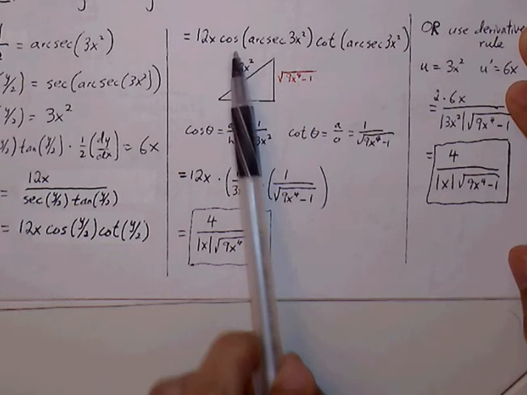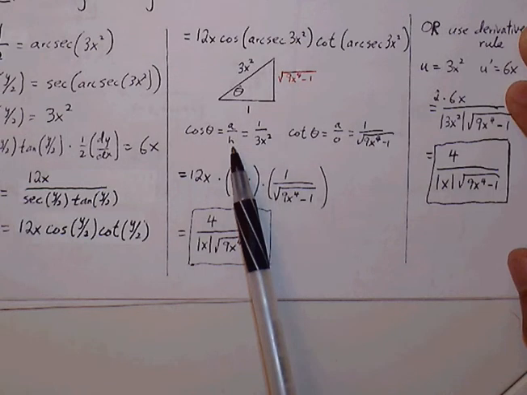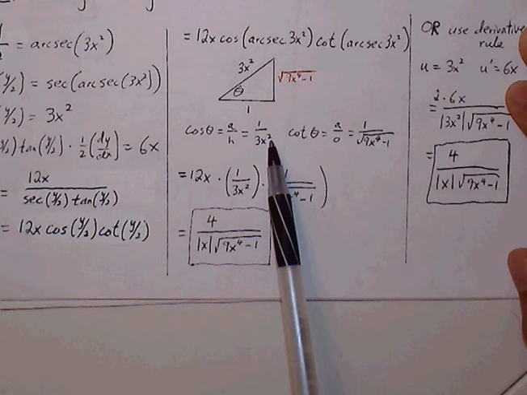So now we go back here. Cosine of the angle is simply going to be adjacent over hypotenuse. So adjacent is 1, hypotenuse is 3x squared. So 1 over 3x squared.